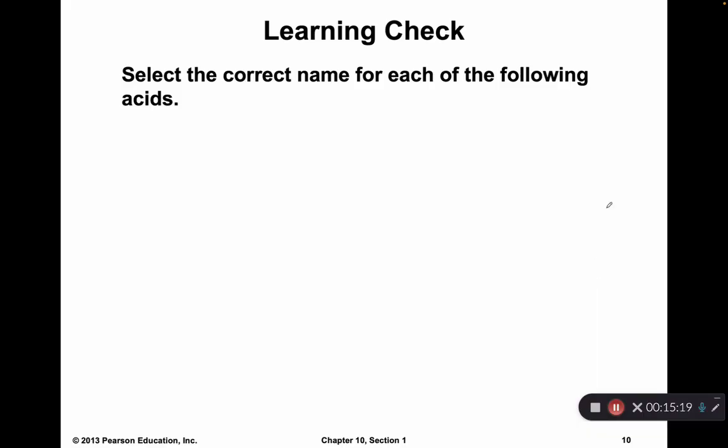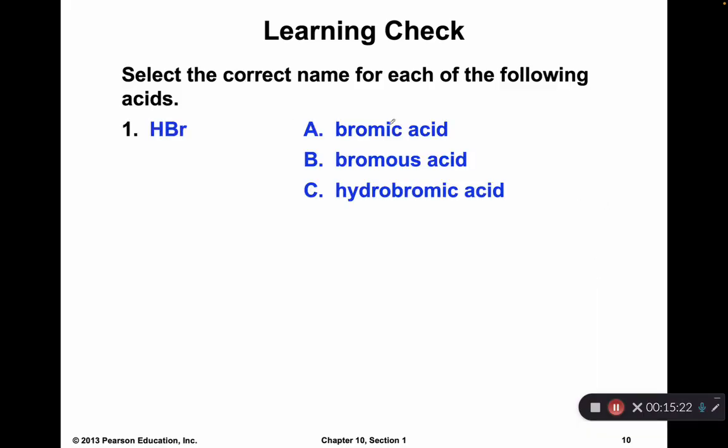Let's do some learning check. Let's check if we have understood that or not. What is the name of this acid? HBr. Right? First of all, HBr means it has the anion Br minus. If it has Br minus, then "ide," bromide, right? "Ide" becomes "ic" acid. And then I also have to add the hydro prefix in front of that. So the answer is hydrobromic acid. Right? C is the answer.